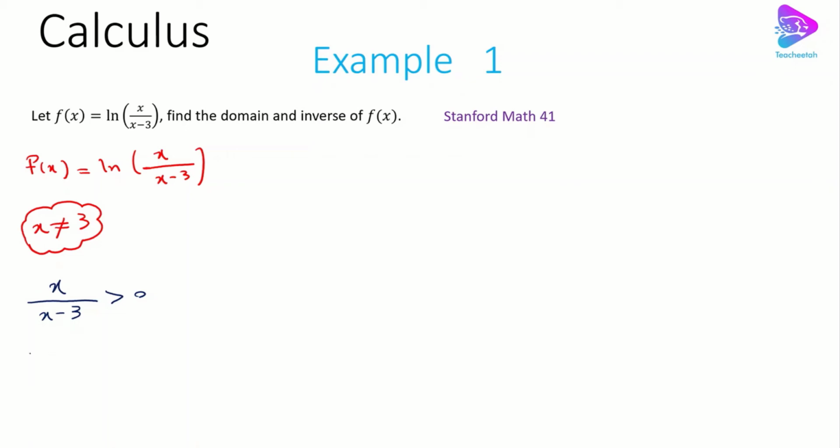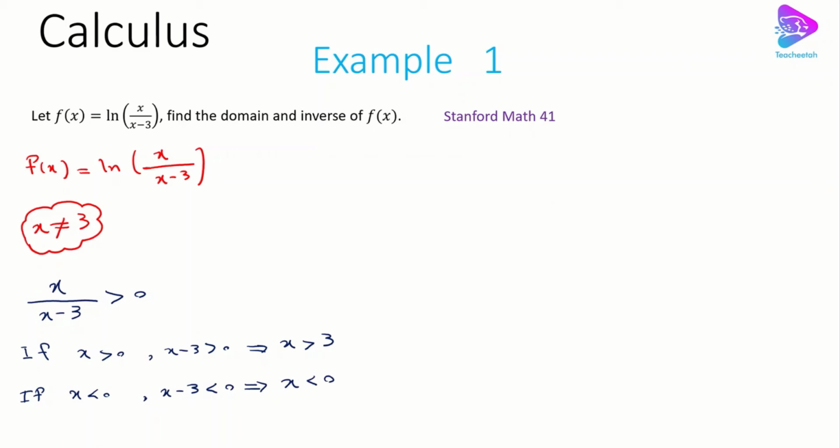For the first case, if x is bigger than 0, then x minus 3 should be bigger than 0, and from there we can say x should be bigger than 3. And for the second case, if x is less than 0, then x minus 3 should be less than 0, which means that x is less than 0.